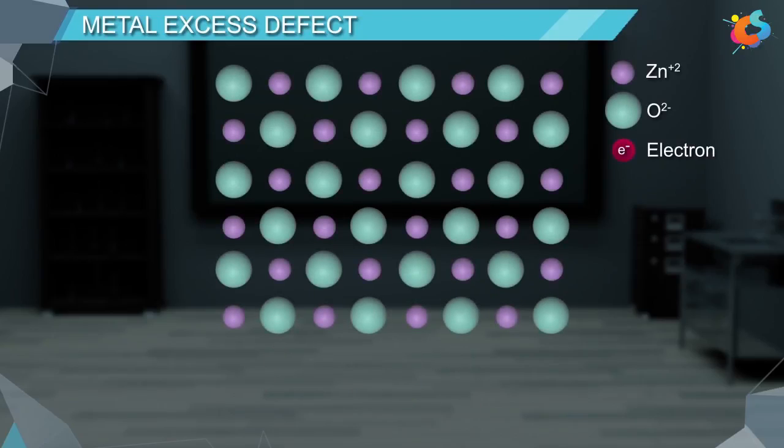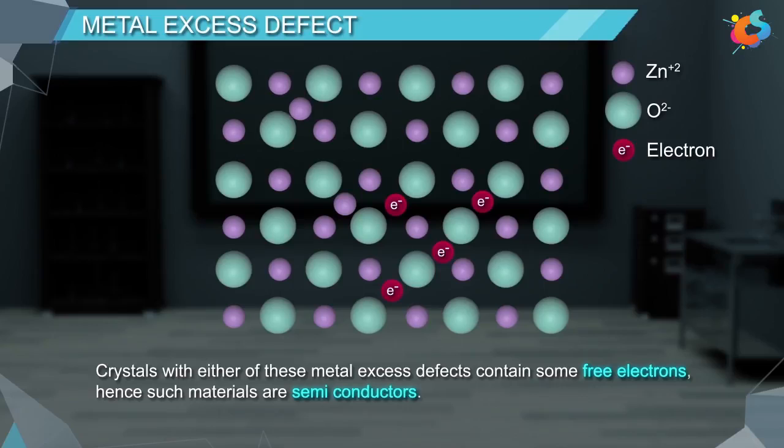The excess Zn2+ ions get trapped in the interstitial sites and the released electrons get trapped in the neighboring interstitial sites and maintain the electrical neutrality. Crystals with either of these metal excess defects contain some free electrons. Hence, such materials are semiconductors.